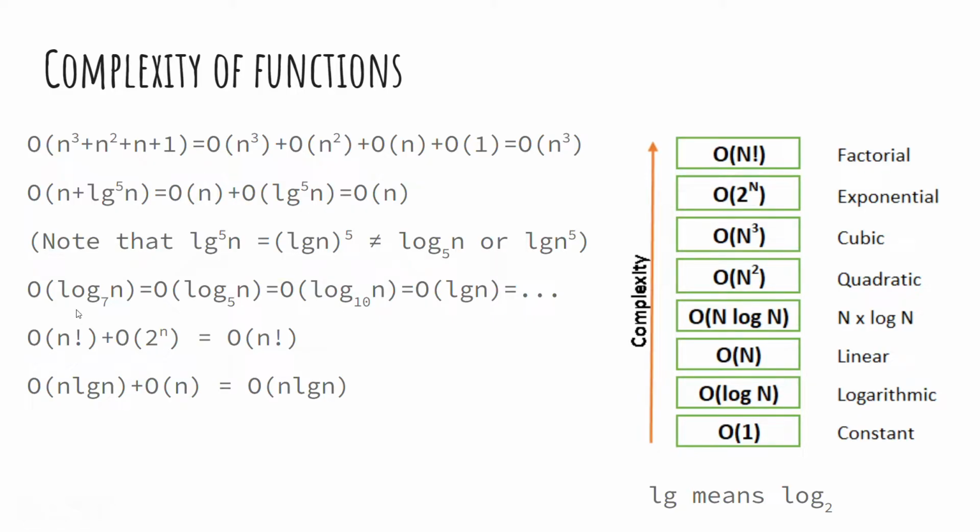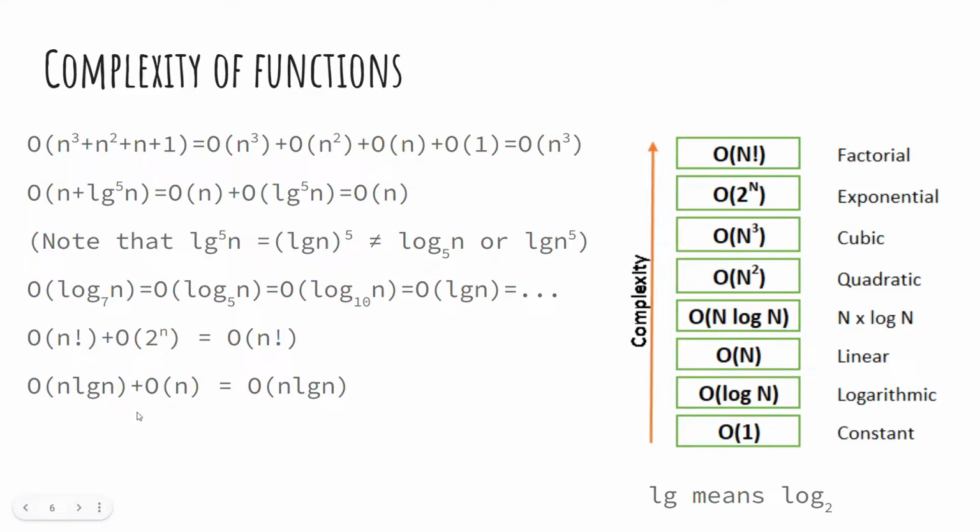And then the third example over here demonstrates that even if you change the base of the log, it still doesn't change the time complexity. So for example, big O of log n base 7 is the same as big O of log n base 5, and so on.